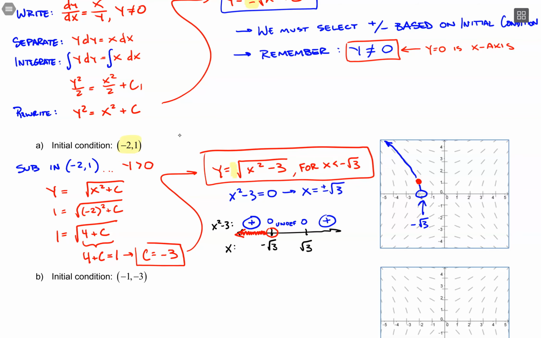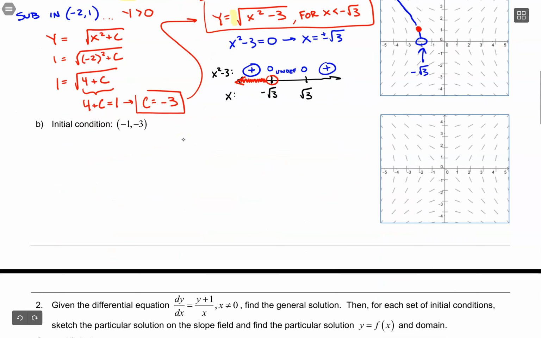Okay, let's jump down to the next particular solution we need to find. That's for the initial condition -1, -3. Same strategy here. In this case, we have y less than 0, so that's going to determine what sign we select on our particular solution. So let's go ahead and sub that value in. We have y equals, we're going to select the negative square root of the quantity x squared plus c because y is less than 0.